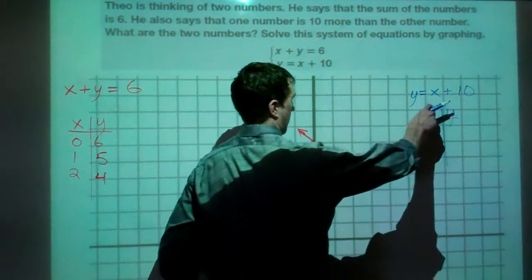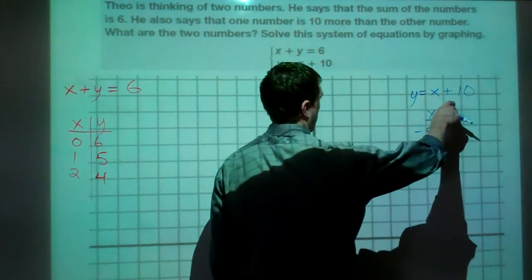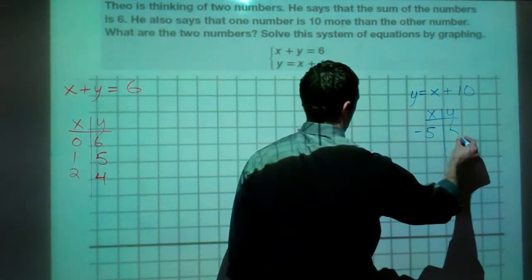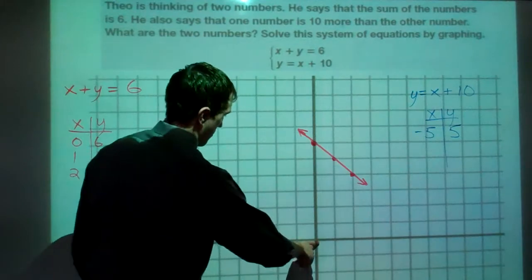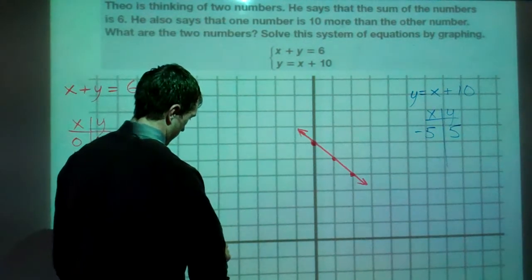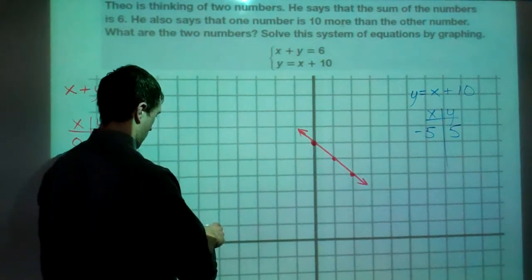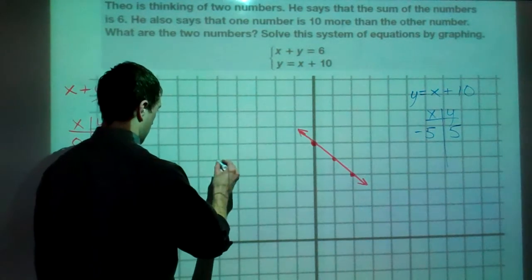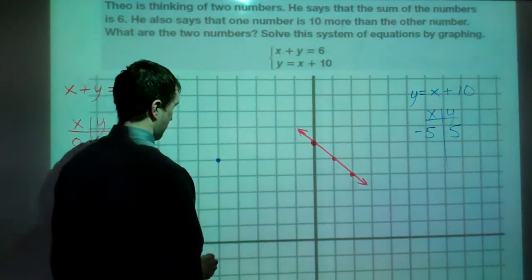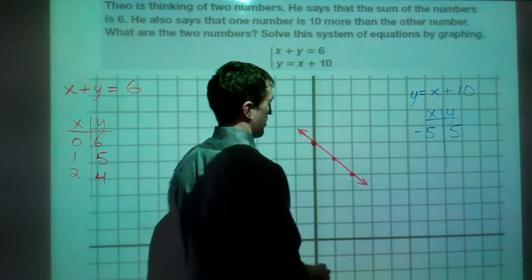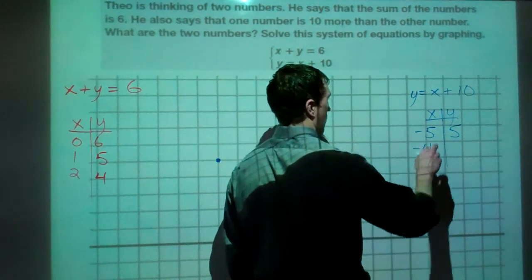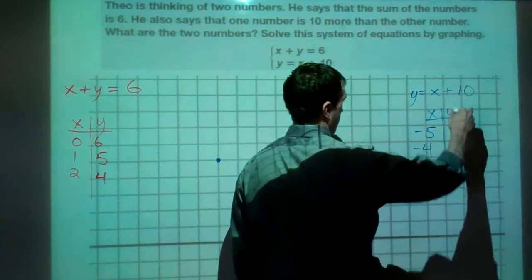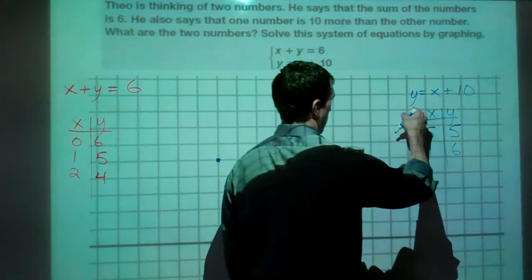If x is negative 5, negative 5 plus 10 is positive 5. Alright? Now that means we're going to go back 5. 1, 2, 3, 4, 5, and up 5. 1, 2, 3, 4, 5. That puts us there. Alright, let's try -4. If x is -4, -4 plus 10 is 6, and that's what y is.